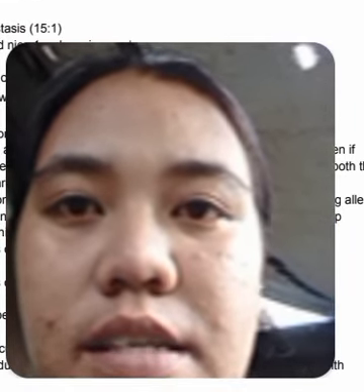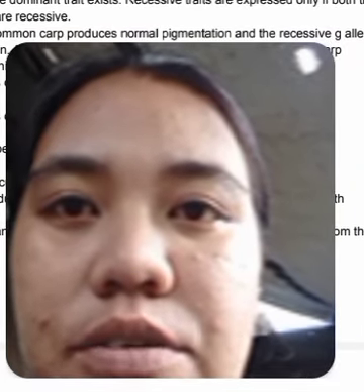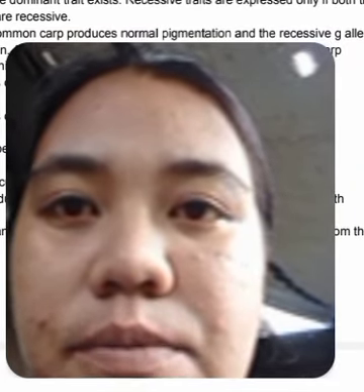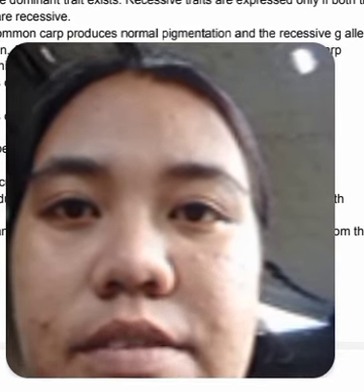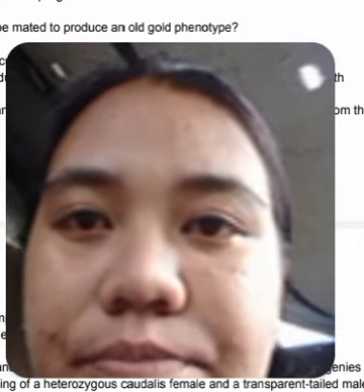Number 1, recessive epistasis. Number 2, dominant epistasis. Number 3, dominant and recessive epistasis. Number 4, duplicate recessive epistasis. Number 5, duplicate dominant epistasis. Number 6, polymeric gene interaction.